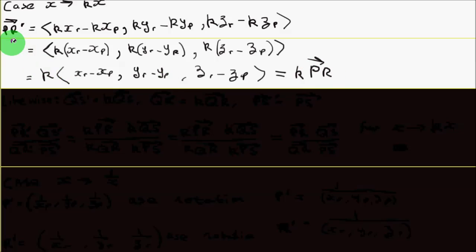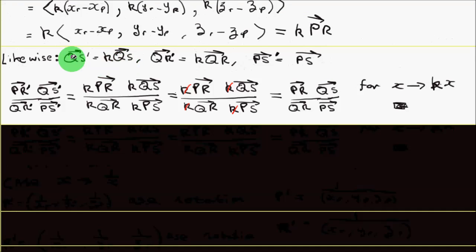So we've shown here that the primed vector p to r, for the case of the transformation x goes to k of x, is equal to k times the unprimed vector p to r.